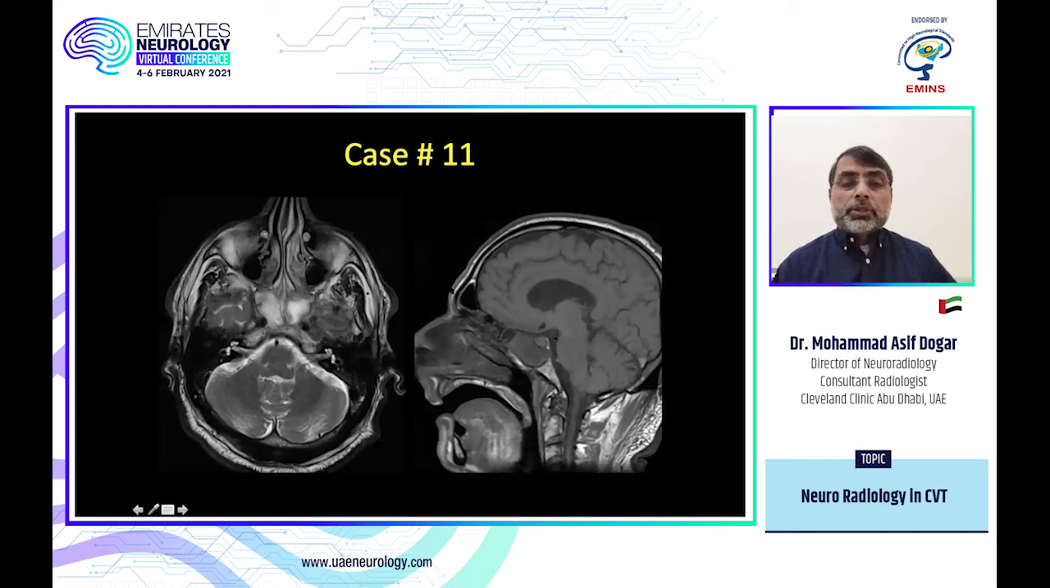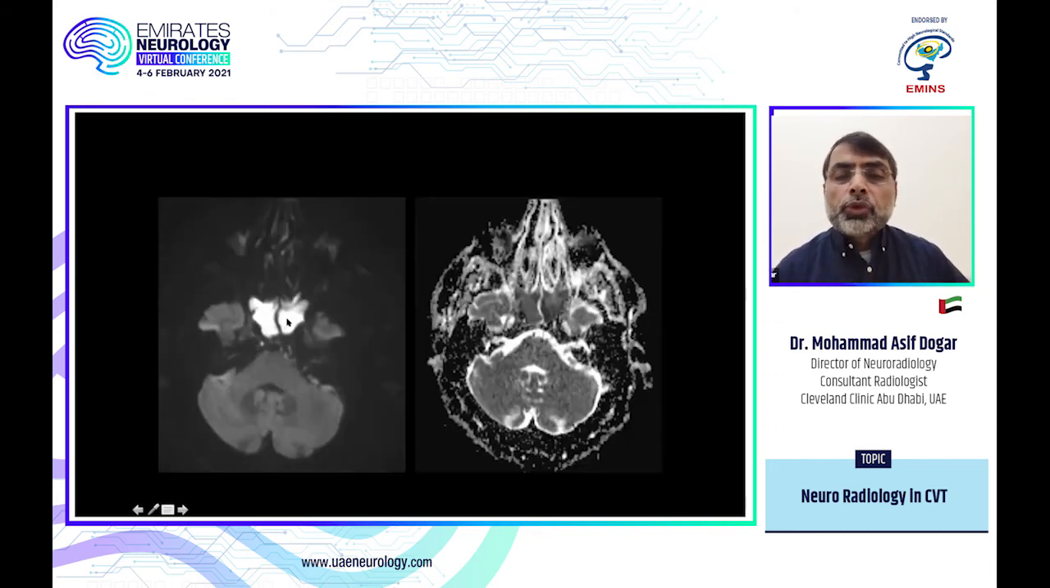Case 11, this patient came with headache. So there's fluid in the sphenoid sinus. There's a diffusion restriction in the sphenoid sinus. This diffusion restriction is usually seen with acute sinusitis, although it can be seen with some proteinaceous secretion.